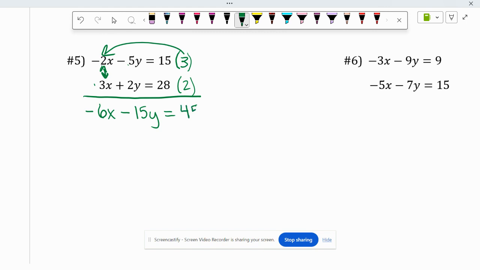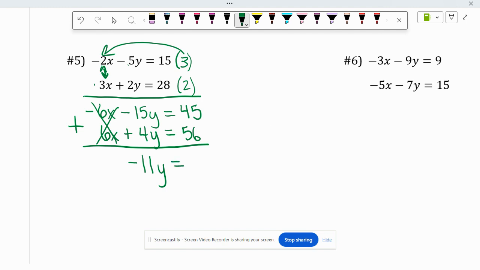Good job. Okay. What about 2 times 3x? Positive 6x, that's good. We got opposites there. 2 times 2y? 4y. And 2 times 28? 56. Okay, so when I add these 2 equations together, what am I canceling out or what am I eliminating? Yeah, those x's. -15 plus 4 is -11. So I have -11y equals, let's see, 5 plus 6 is 11. Carry my 1. That looks like 101.